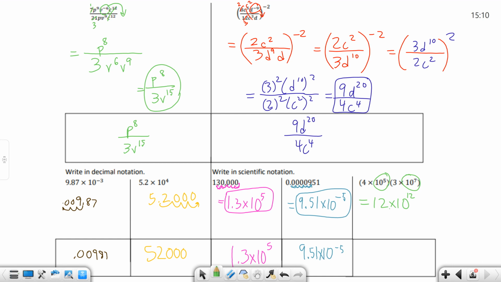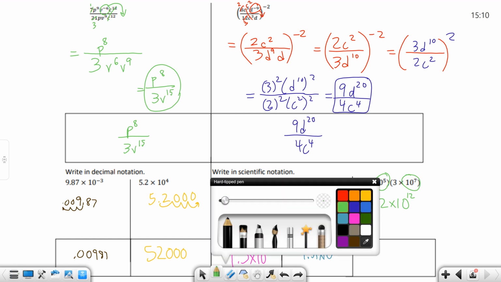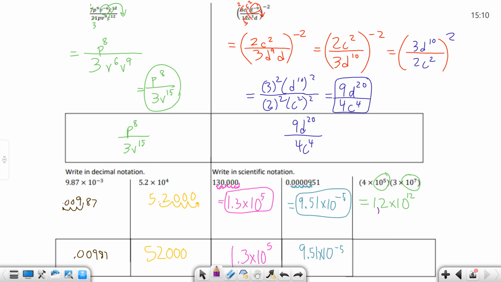But wait a minute. Here's my decimal. How many numbers are to the left of that? 1, 2. We don't want that. We need to move that decimal place over 1. So if I do that, that's like dividing by 10. So I got to make up for it on the other side by multiplying by 10 over here. So it's going to go up on the power. So it's going to be 1.2 times 10 to the 13th.